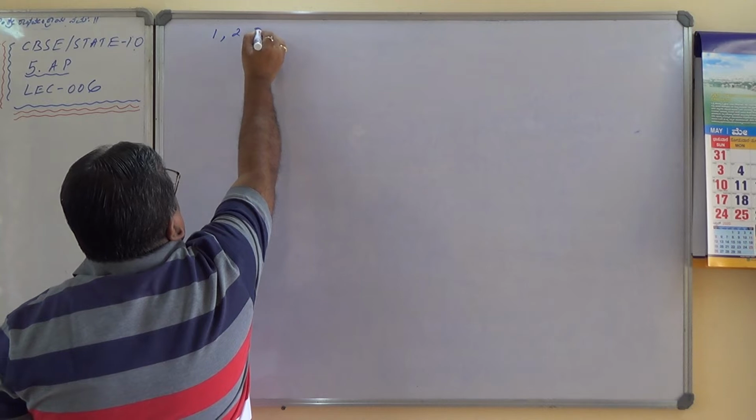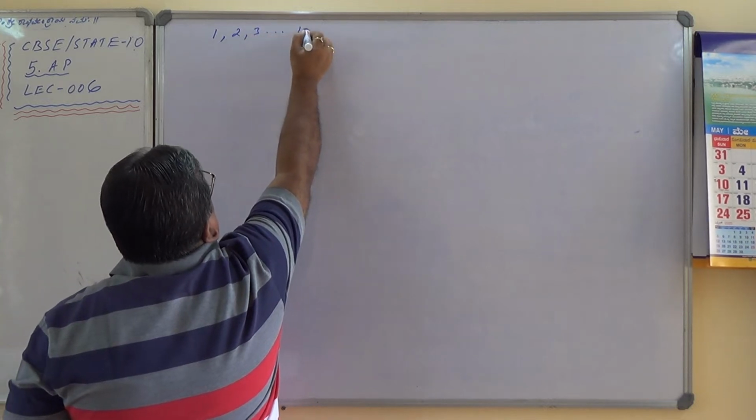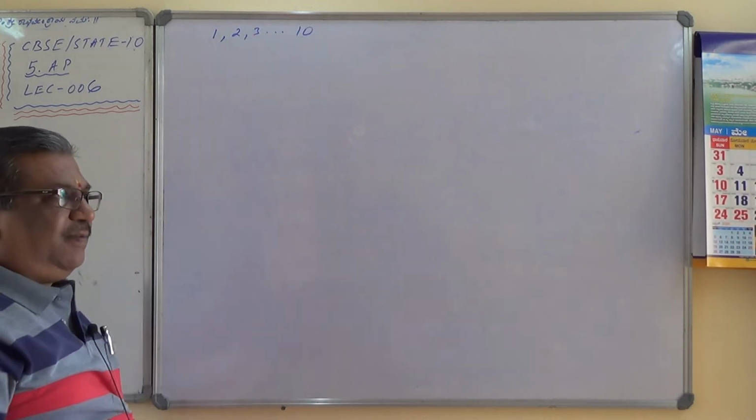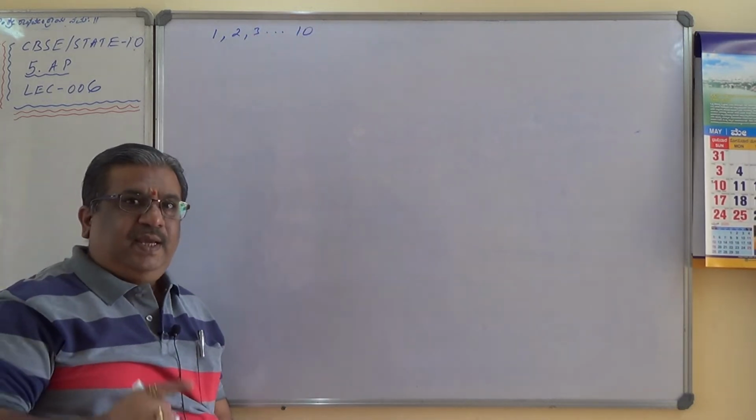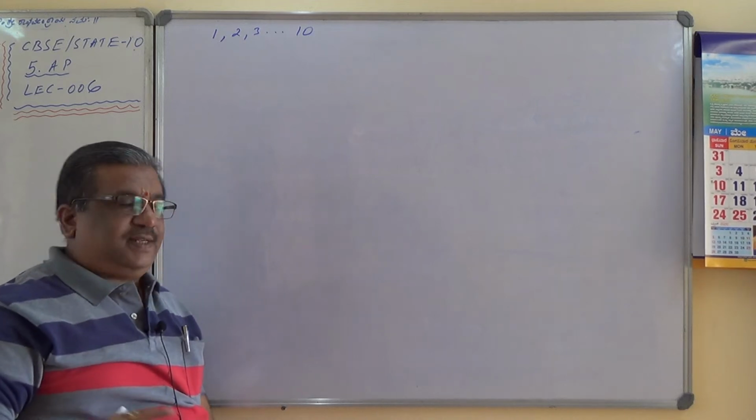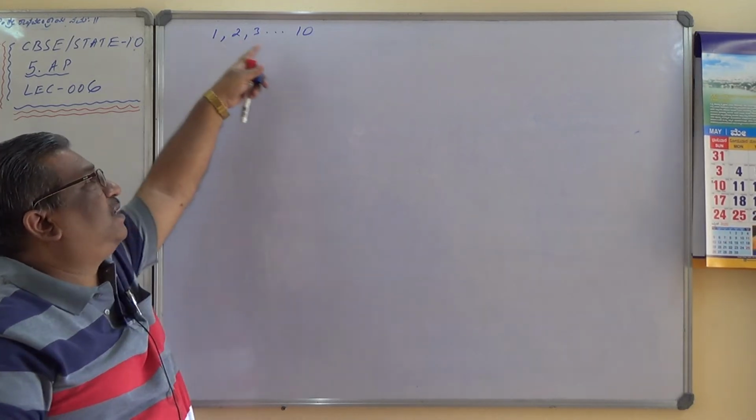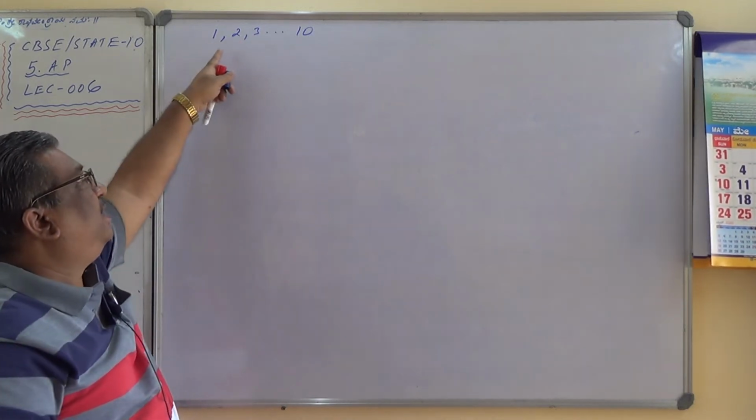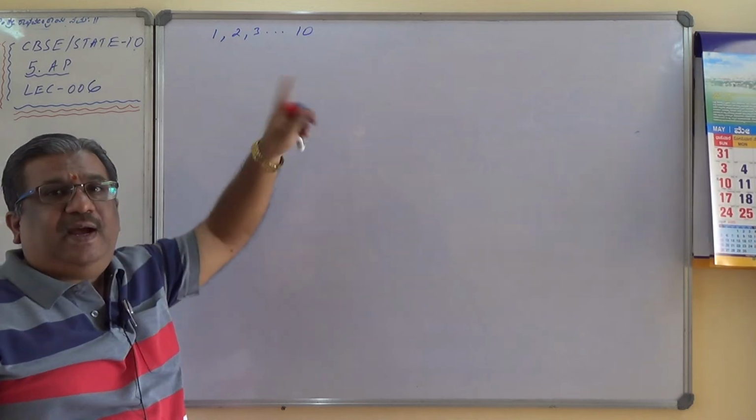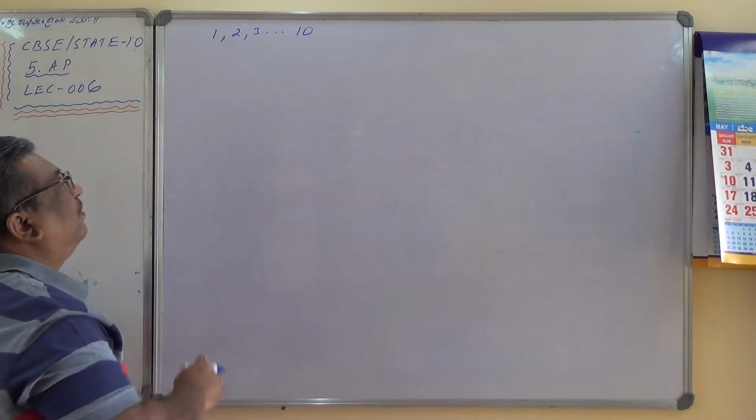1, 2, 3 up to 10. Is this a sequence of numbers? Is it in arithmetic progression? Yes. First term is known to us, last term is also known to us. The common difference is 1 everywhere here, and therefore this is in AP.